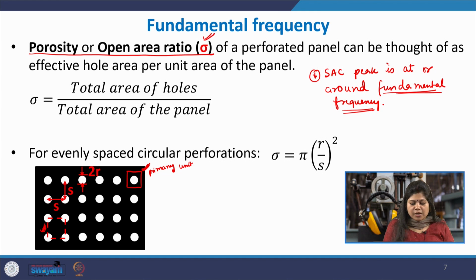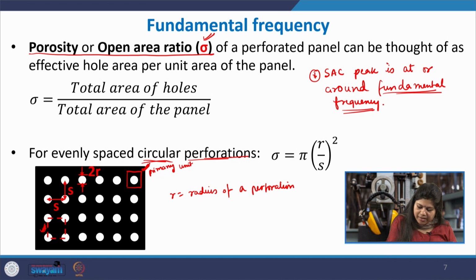So, this is for circular perforations. Okay. So, if r is the radius of the hole and s is the spacing between the holes. This is the radius of a perforation, and given that all perforations are uniform in dimensions and that the spacings between the perforations are also constant. Okay, this is fixed, it is not varying here. So, fixed spacing between any two adjacent perforations.